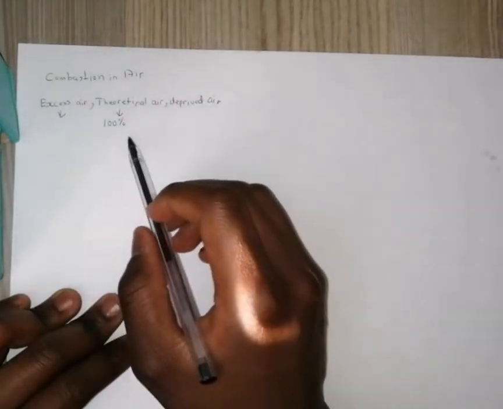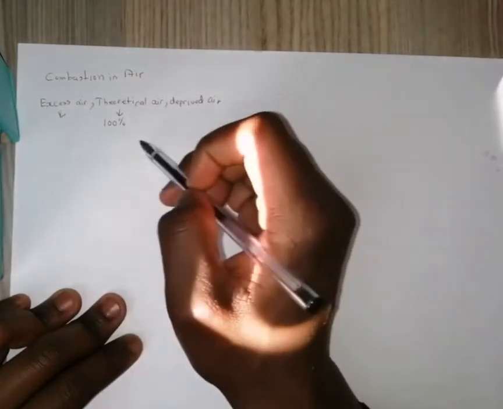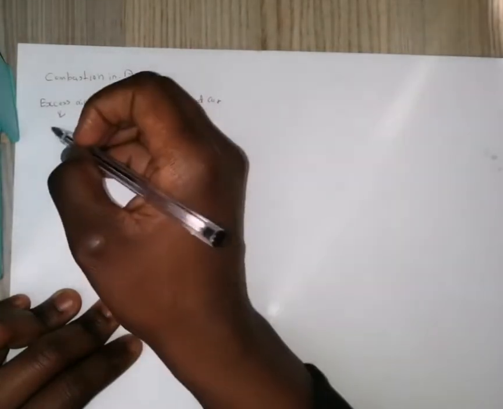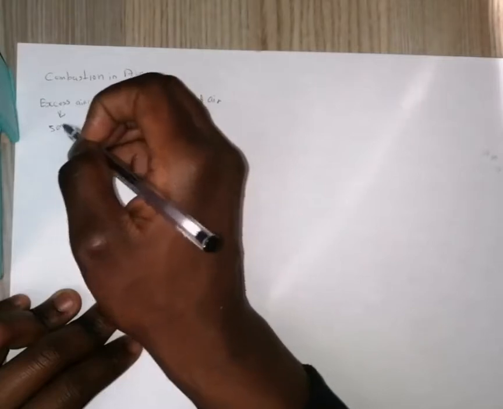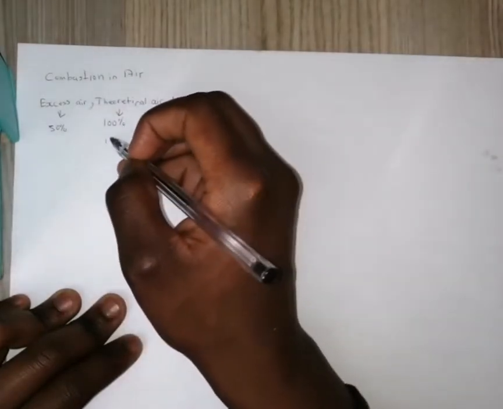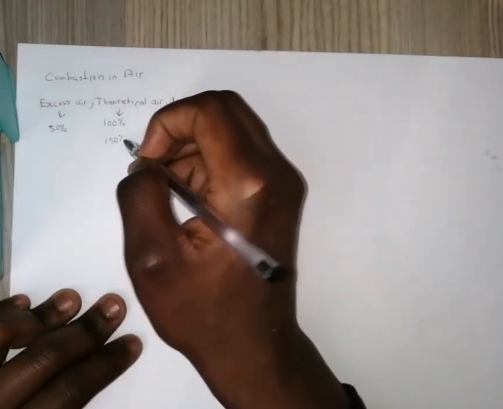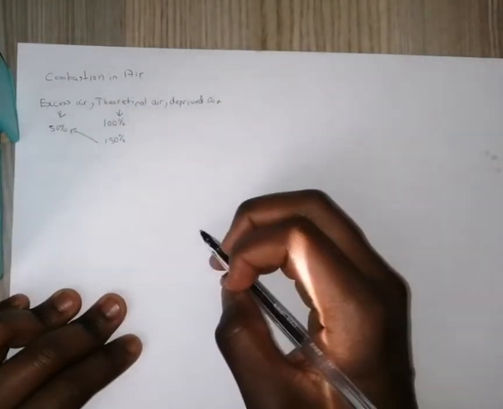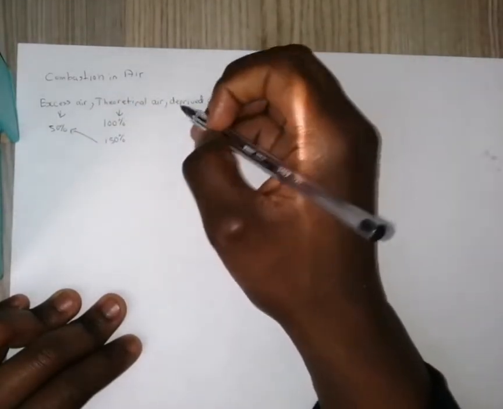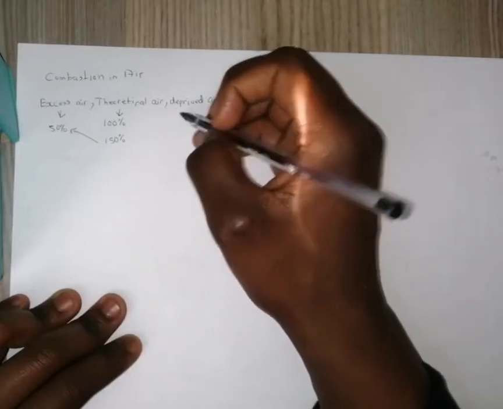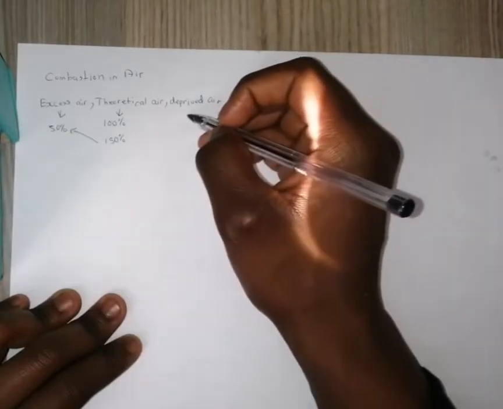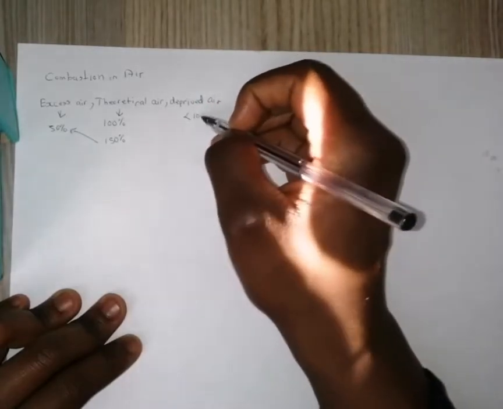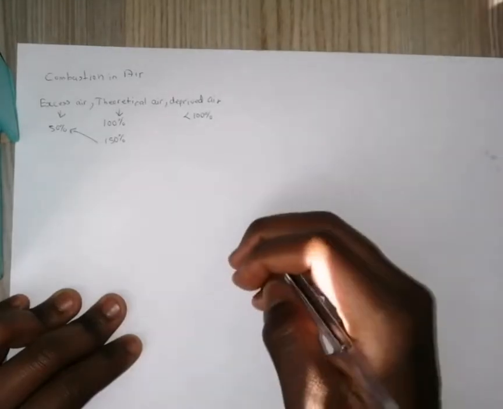Excess air is when we've got more air. When we've got 150% theoretical air, it means that we've got 50% excess air. So 150% theoretical air is equal to 50% excess air. Then if we have deprived air, that's where we have less than 100% theoretical air.